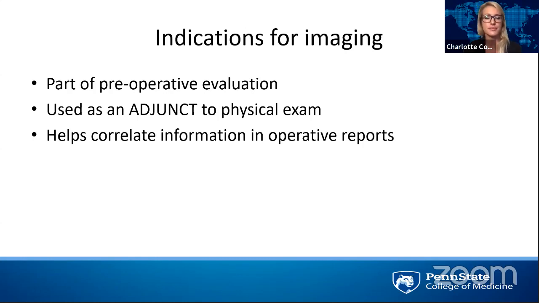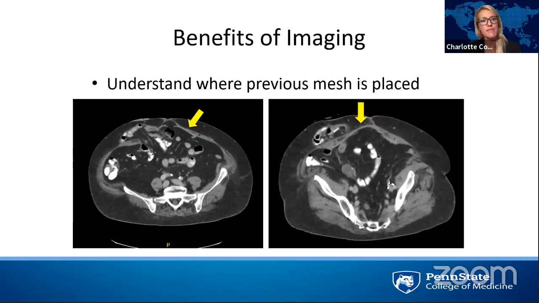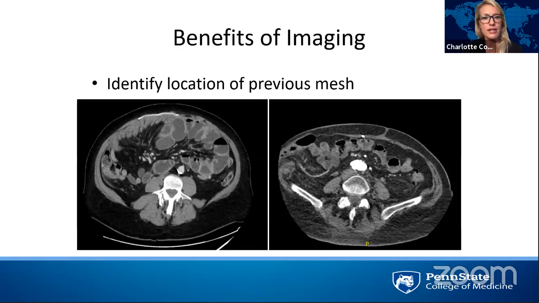Some of the benefits of getting imaging preoperatively is you can understand where the mesh is placed. I've read quite a few op notes that say we placed a nice piece of mesh in the abdomen, and you have no idea where that is. So by getting some preoperative imaging, in this case a CT scan, you can see: was this an onlay, a retrorectus, something intraperitoneal? In this case, this patient has had a previous peristomal hernia repair with Strattice, and so there's a retrorectus piece of mesh here, compared to this patient who had an onlay on the left.